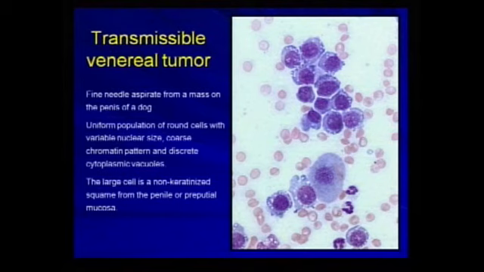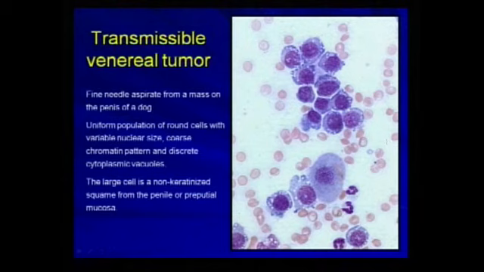Now here's one where the history would be very important. Okay, this is one from a mass on the penis of a dog. And when you're talking about the penis, or you're talking about the vulva, or you're talking about the face, especially the nose, and you're looking at round cell tumors, okay, transmissible venereal tumor has to be on your list. And it is a pretty characteristic neoplasm, okay, because it is a uniform population of cells. And this one stands out because it's much larger, but it doesn't look like the other cells. So this very well may simply be mucosal epithelium.